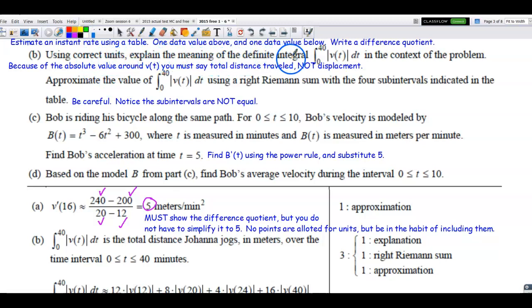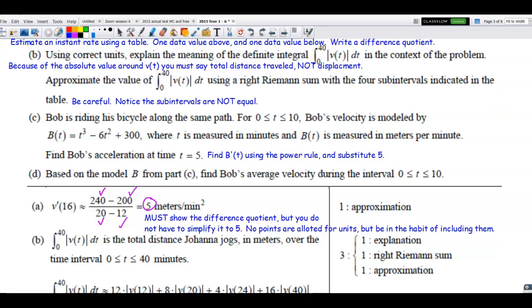Explain the meaning of the definite integral from 0 to 40 of the absolute value of v of t. Well, because we have the absolute value around the velocity function, that's forcing the graph to be totally above the x-axis, so any area accumulation will be guaranteed to be the total distance traveled, not necessarily change in position and not displacement in this case.